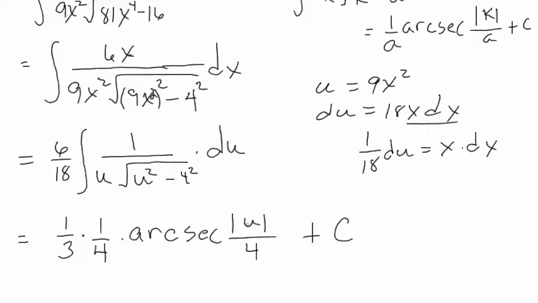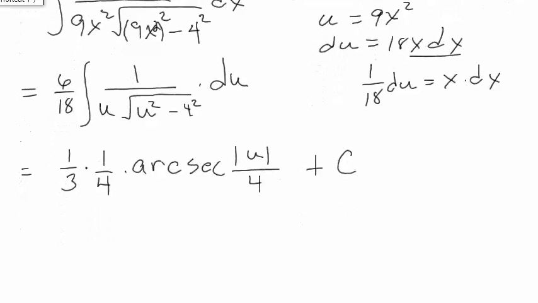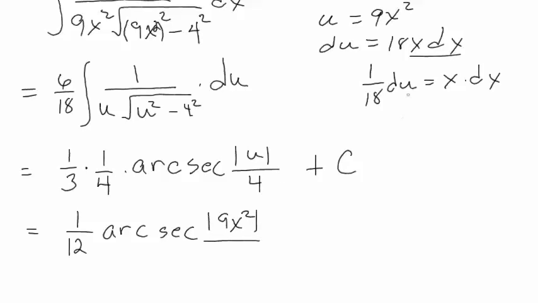Of course, we don't want to leave it like this. We got to get this thing back in terms of x, where we started. So we'll go back now. So we have 1 over 12 arc secant of the absolute value, and u is 9x squared. We don't really need to put the absolute values here because this is always going to be a positive number, but we'll go ahead and put it in there anyway. And then we rewrite the 4 down here plus c.